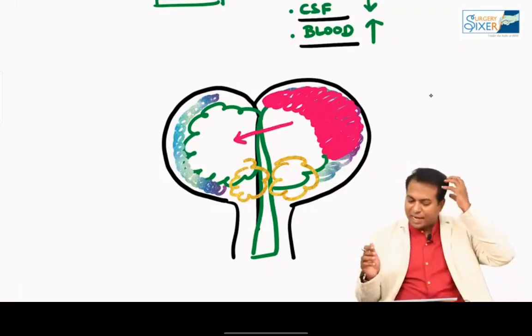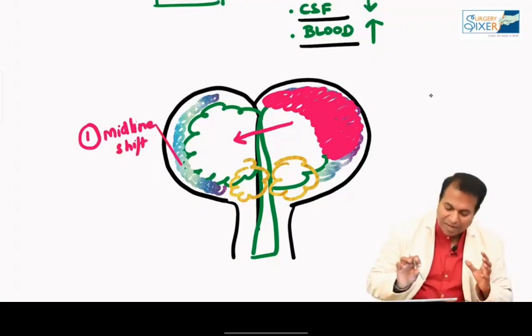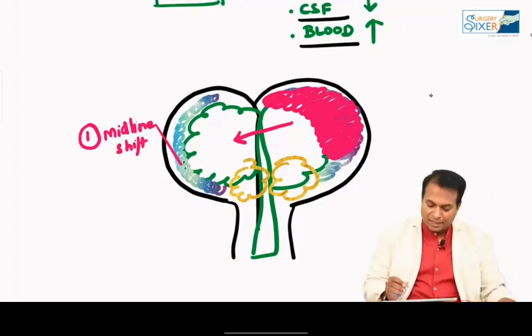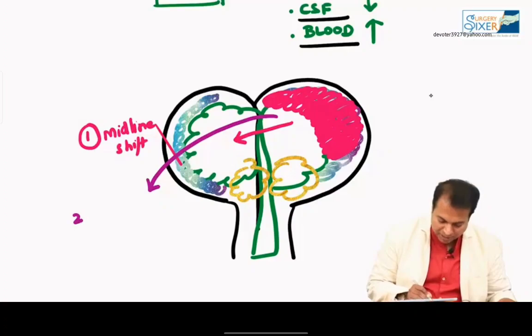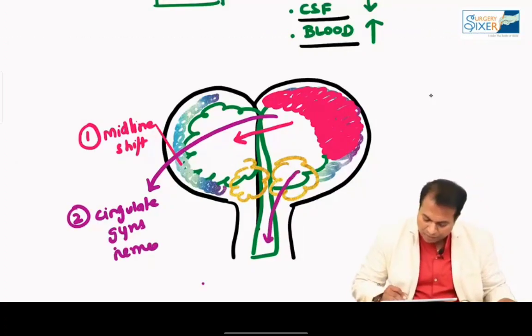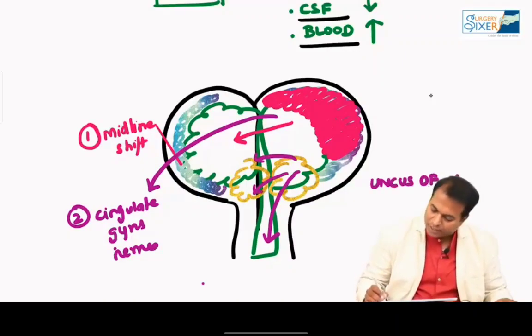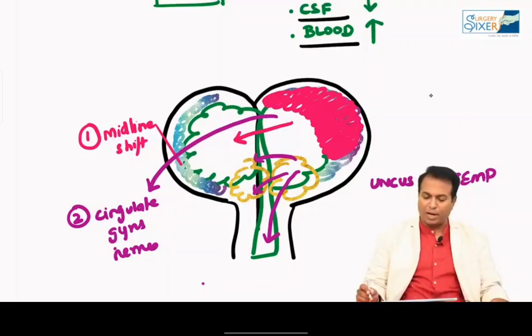The brain on the other side will be compressed, and number one, there will be midline shift. What all will happen? Midline shift will happen, and the cingulate gyrus will herniate. There will also be herniation of other structures. What are the things which can herniate? The uncus of the temporal lobe will herniate.